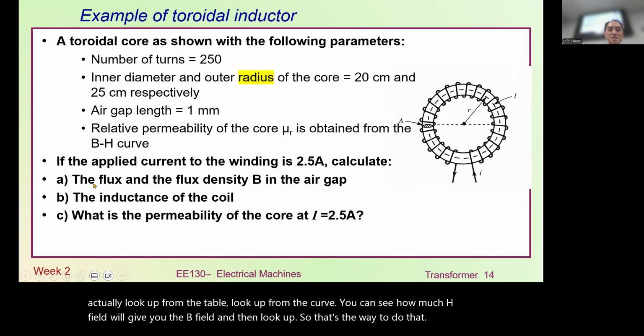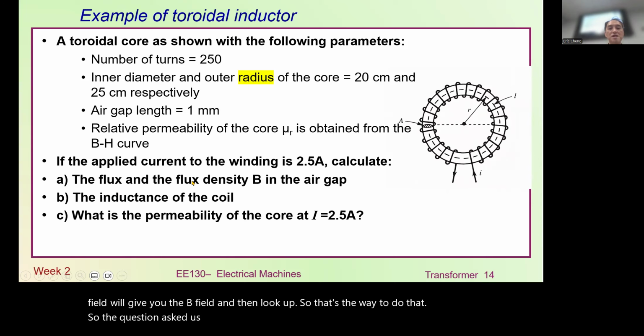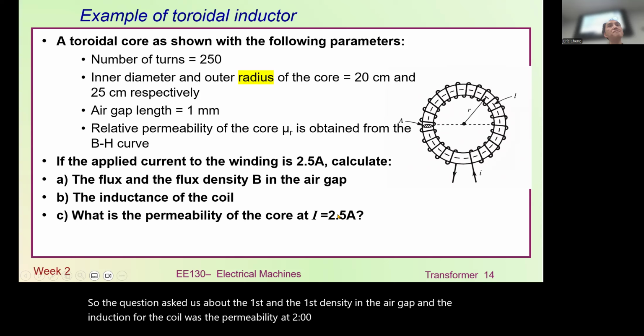So the question asks us about the flux and the flux density in the air gap, and the inductance for the coil, and what's the permeability at 2.5 M. Yeah, so let's go through that.